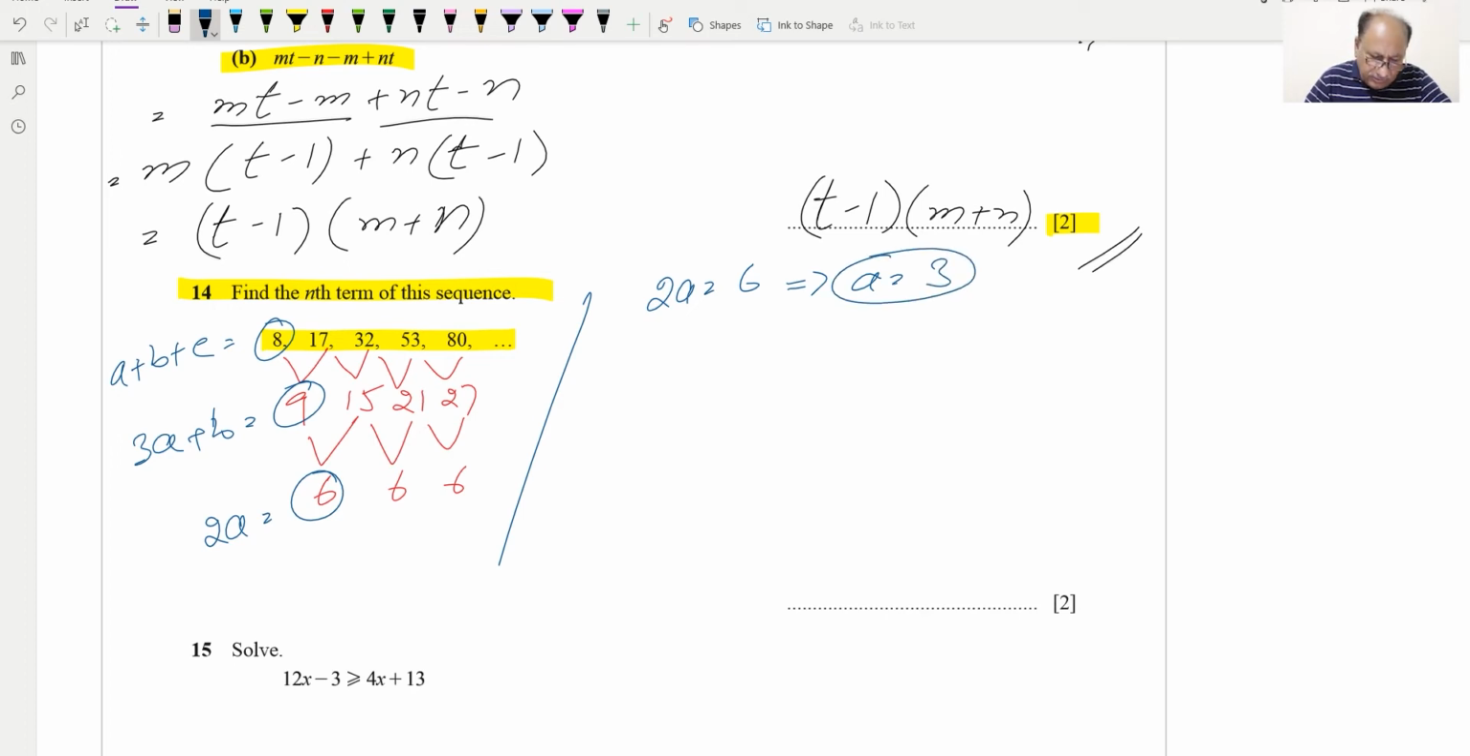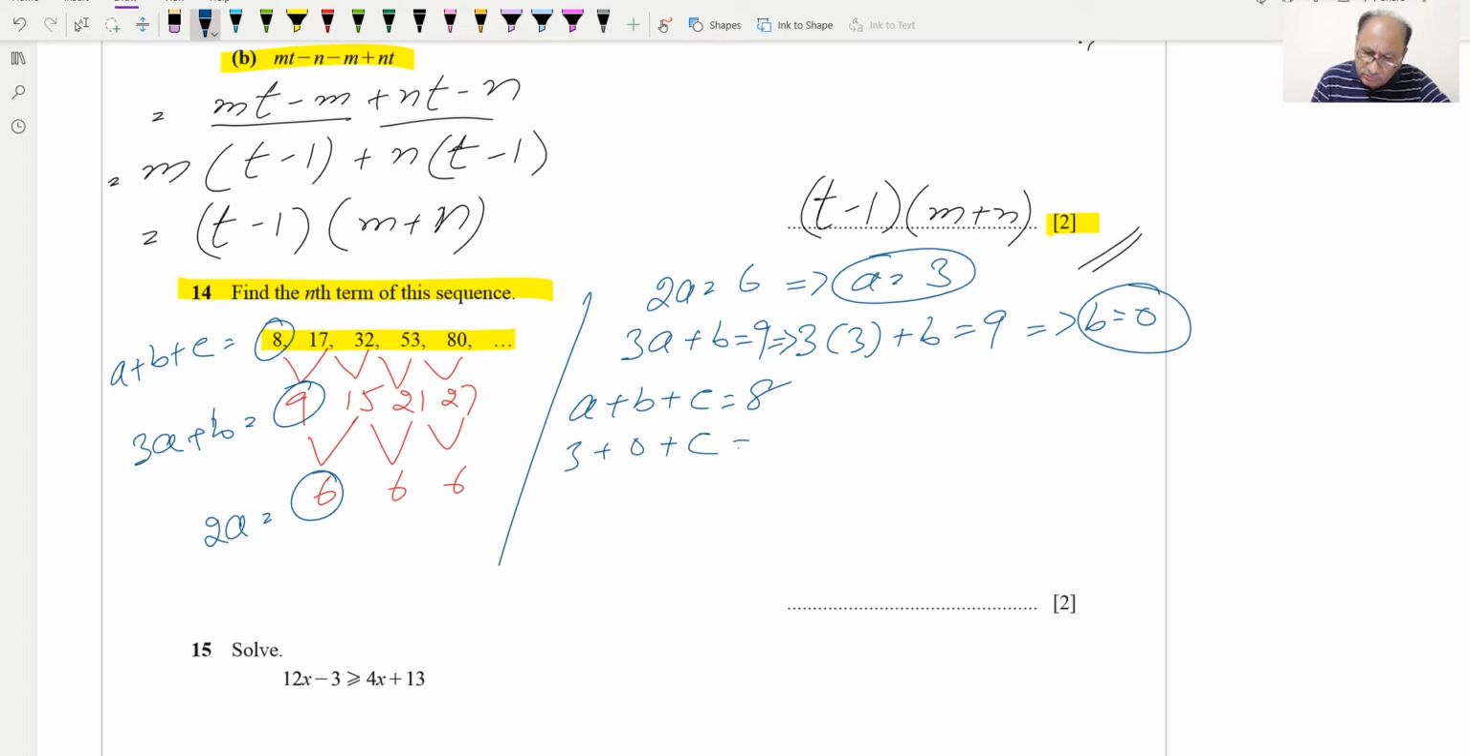We can find b in the second equation, which is 3a plus b. We will replace the a value, so this will be 3 into 3 plus b. Basically this is equal to 9, and this implies b is equal to 0. So we got b is equal to 0, and the third equation is a plus b plus c is equal to 8. With a as 3 and b as 0, plus c is equal to 8, and this implies c is equal to 8 minus 3, which is equal to 5.